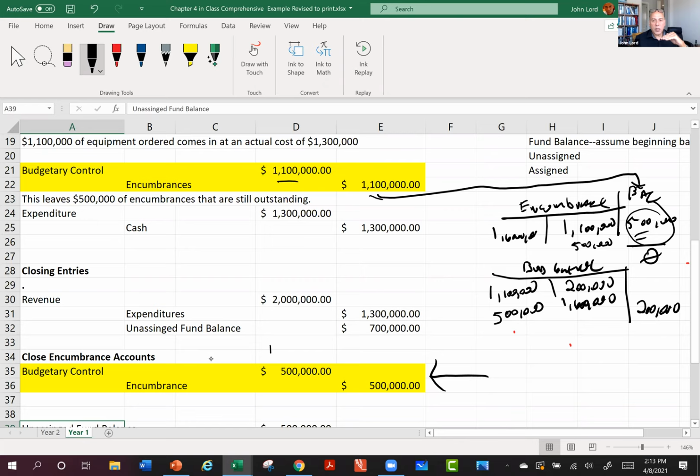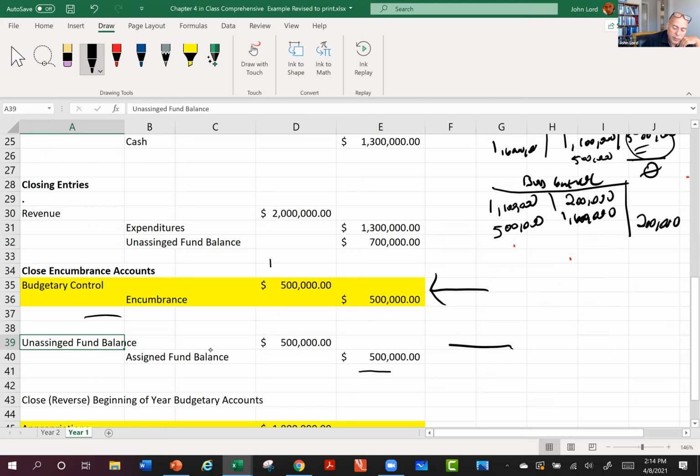So, important. You must close any open encumbrance, which is what we did right here. You got to close any open encumbrance as though the goods came in. That's the same journal entry we would make if those goods had come in this year. So you debit the budgetary control, credit the encumbrance, and then you, as I've already described, set up the assigned or the committed. In this case, I assumed it was assigned fund balance for the stuff that's still outstanding, that 500,000.